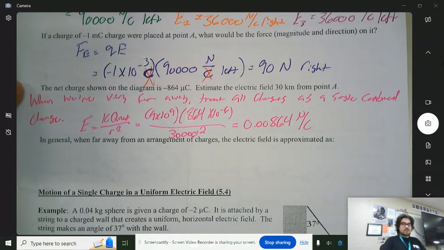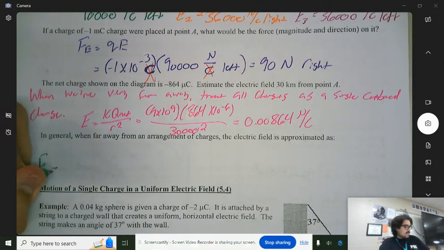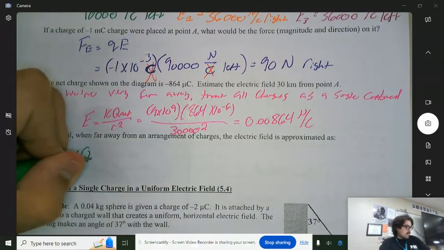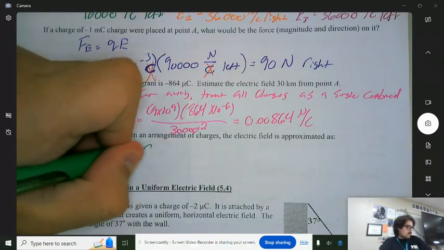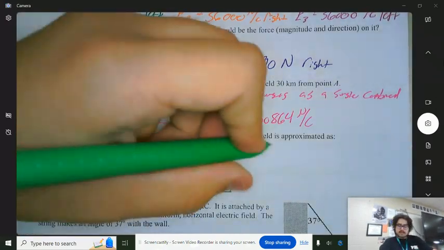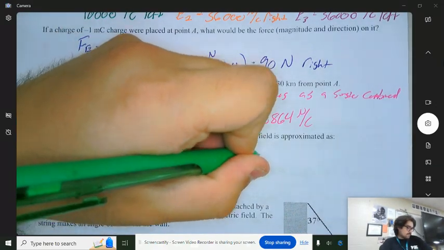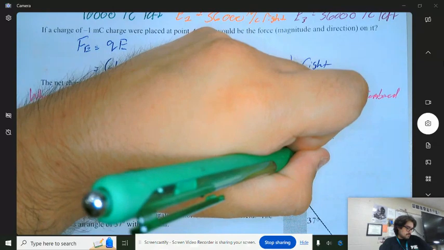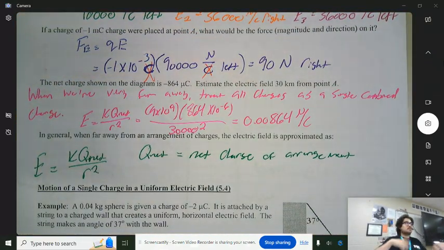And then in general, when you're really far away from an arrangement of charges, this is just what we did. You can approximate it as E equals KQ net over R squared, and Q net is the net charge of the arrangement. So if you have a bunch of charges in an arrangement, you can take the net charge and figure out what it is, and there you go, that's Q net.